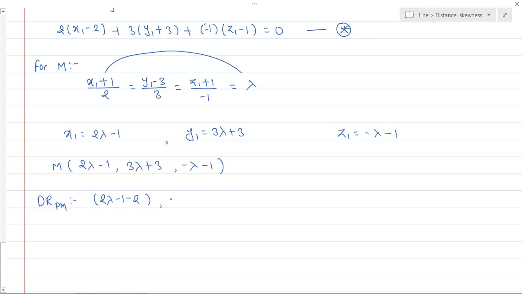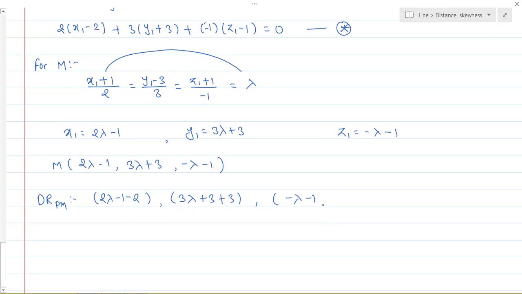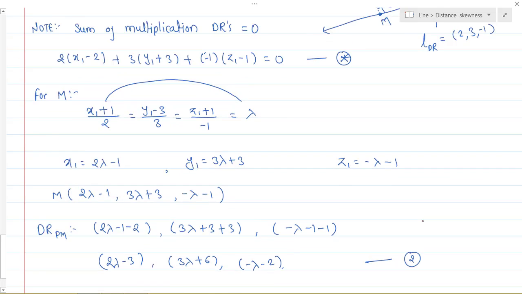That is my first direction ratio. Second is 3 lambda plus 3, and next we have plus 3, so y1 plus 3. And we have z1, which is nothing but the value minus lambda minus 1, and with z1 there is minus 1. So what will happen here? 2 lambda minus 3 is the first direction ratio, 3 lambda plus 6 is the second direction ratio, and minus lambda minus 2 is the third direction ratio. So we get here the direction ratios of the line PM.